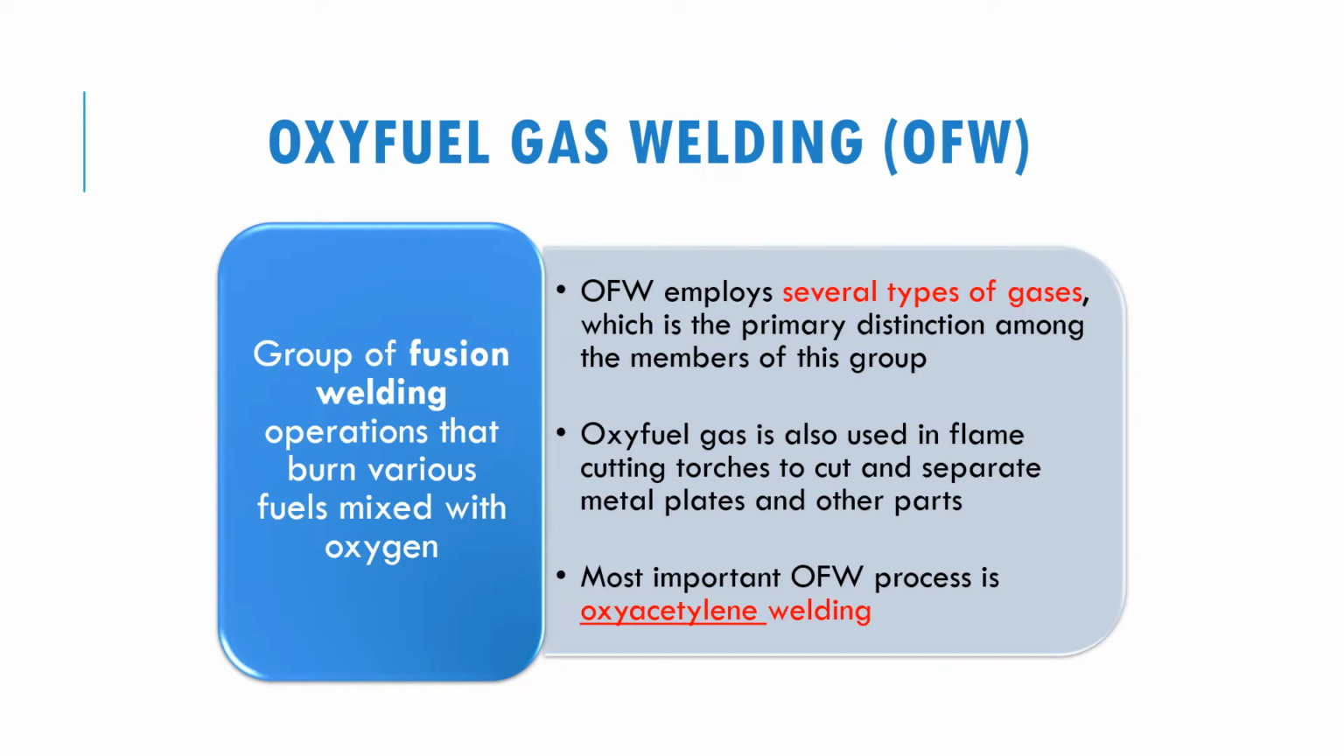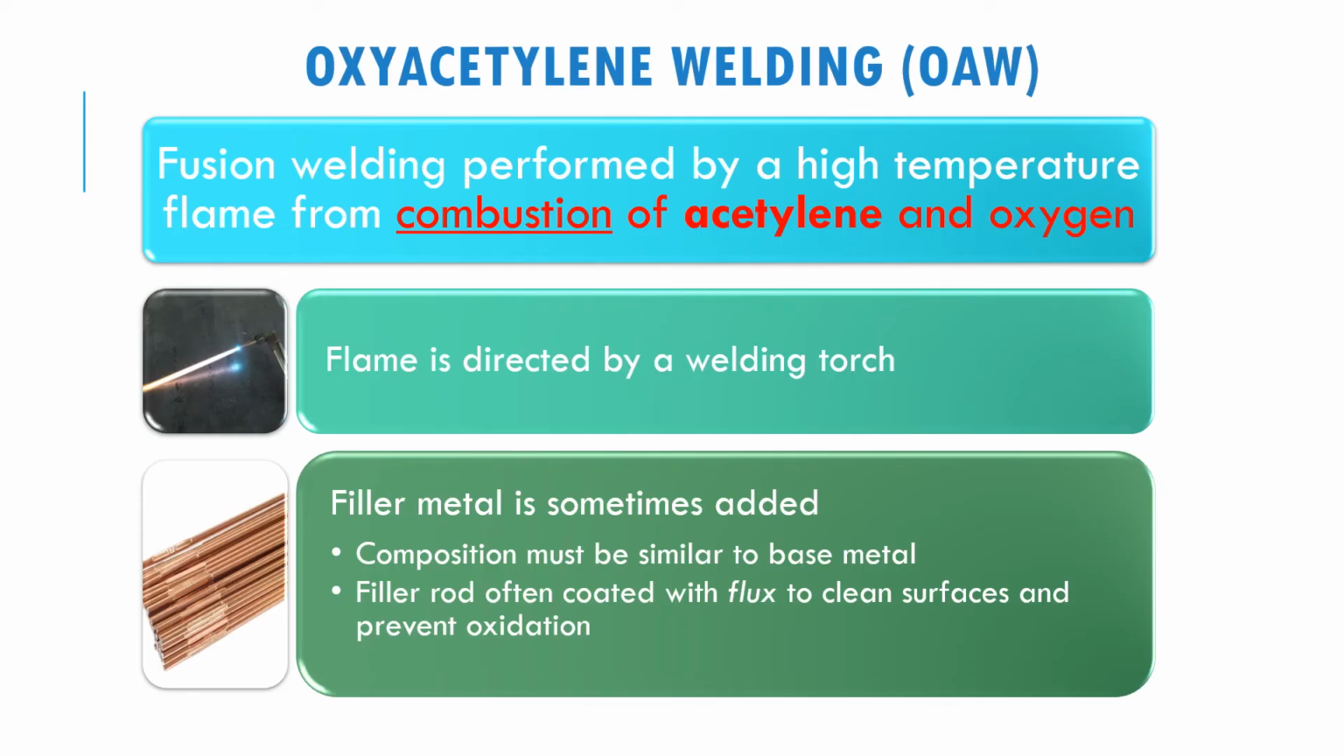So in this process there will be several types of gases involved, where the gases will be burned with a mix of oxygen. This gas is used for a flame cutting torch, to cut and separate metal plate, or to conduct the oxyacetylene welding. In this process, the fusion welding is performed by the combustion of acetylene and oxygen. The flame will be directed by a weld torch, and then filler metal will be added.